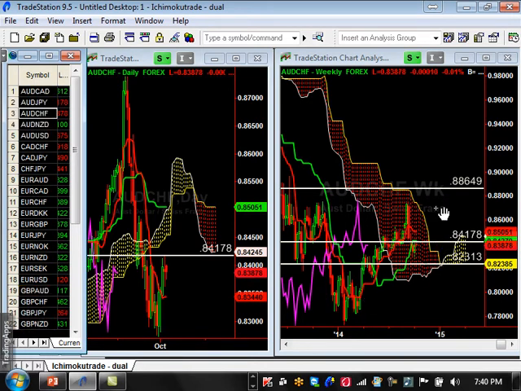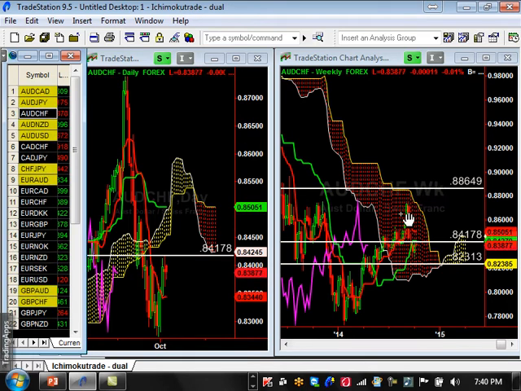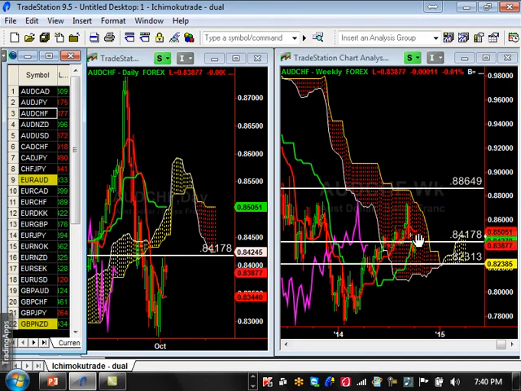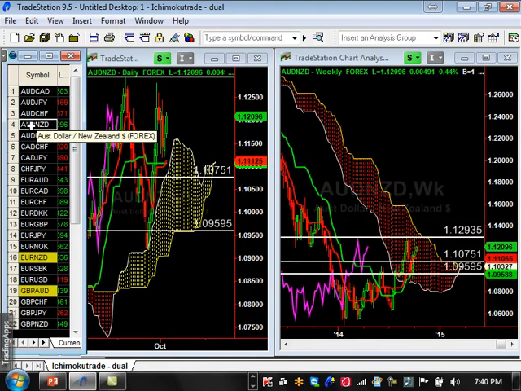If it holds here, we still have a high probability of getting back up here, but only time will tell. Either way, it may sit there and consolidate between the 82.31 level and the 88.64 level. So we have to wait and see exactly what's going to happen.